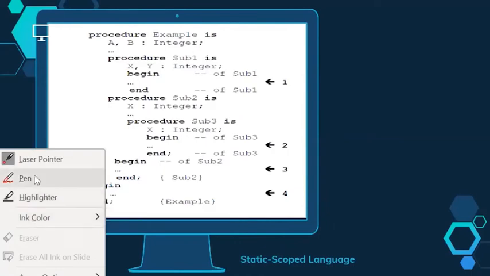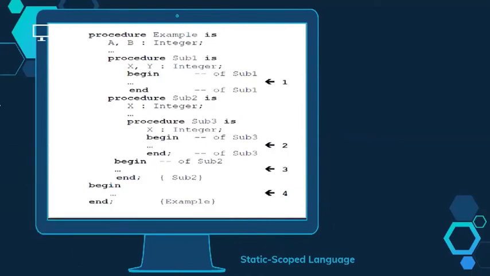To see the referencing environments, I'm going to first enclose this in their proper scopes to better visualize. So for example, the function example goes until here. The sub 1 is until here. The sub 2 is until here. And sub 3 is here.